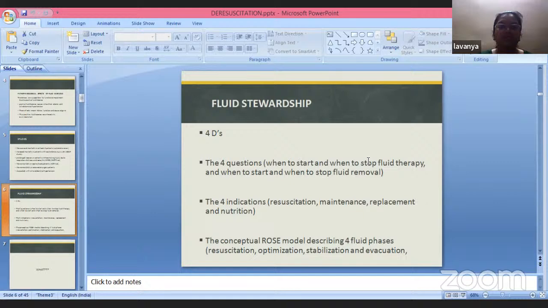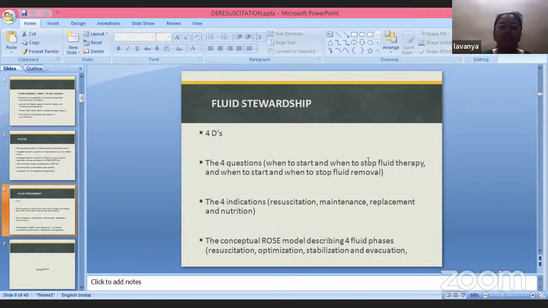Just as for antimicrobial stewardship, we always think of the correct time, dose, duration, we have to think the same with fluids also. And always these 4 questions should be in mind: when to start fluid therapy, when to stop it, when to start de-resuscitating or start the fluid removal, and when to stop it. So we should have some clear guidelines about this, or we should start implementing and thinking about these things.